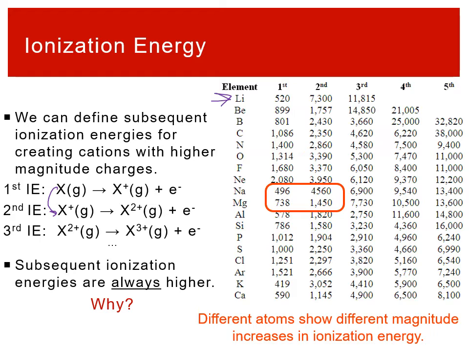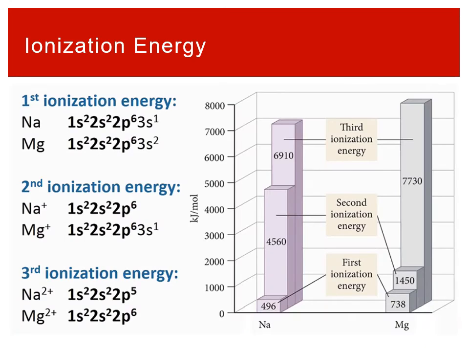So in order to learn these jumps and what's going on, let's take a look at what sort of electron configurations these atoms and ions have. So first ionization energy corresponds to taking an electron off of the neutral atom. So let's look at what we would be taking it off of. Sodium is 3s1 as its valence, and magnesium is 3s2.